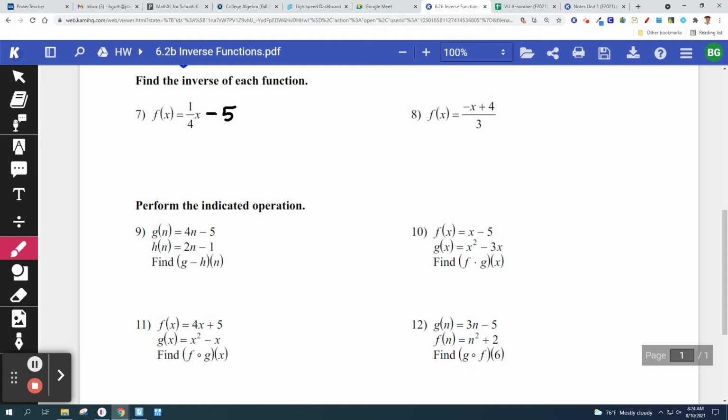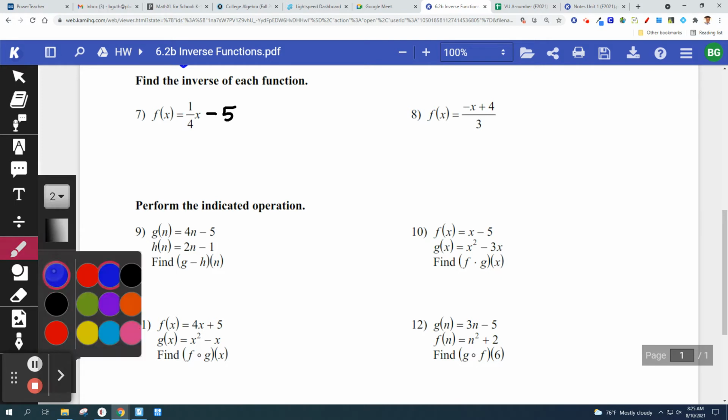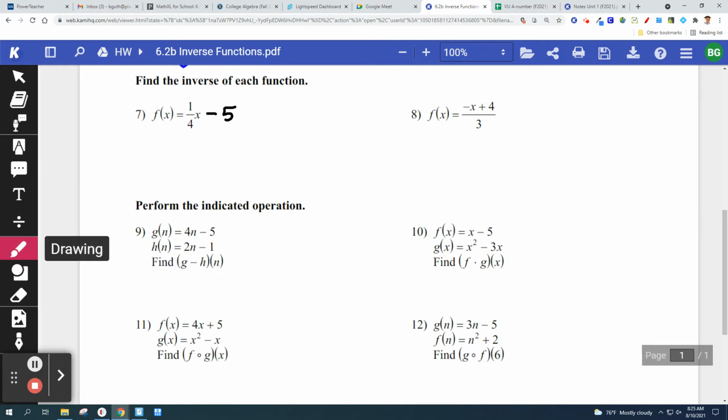Step 1, change f of x to y. Step 2, switch x and y. Step 3, isolate y. Step 4, change y to f prime of x. All right. So what do we do? This was last time. So first thing we did was change this to a y. Okay, so scratch it, just write a little y on top, save some space. I didn't give you a whole lot of space. So that was step 1, change f of x to y.